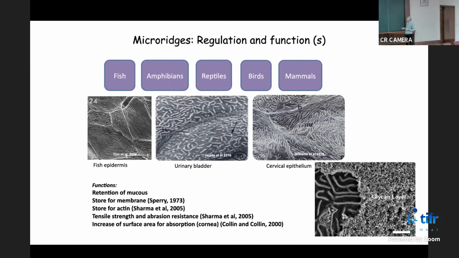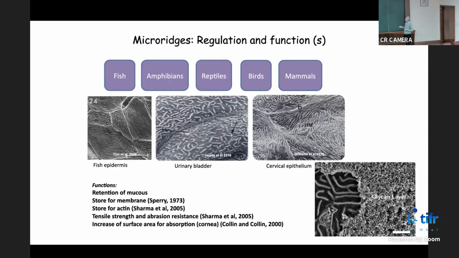So what are these projections good for? They are important for retention of mucus. And mucus itself is a barrier that protects the underlying epithelial cells. Here we have imaged the fish epidermis, wherein we tried keeping the glycan layer or the mucus layer intact. And you can see the mucus layer, which is coating the microridges or the apical surface. This was done here in our SEM facility with Bhagyashri. I don't know if she's here. She helped us do some of these analyses.